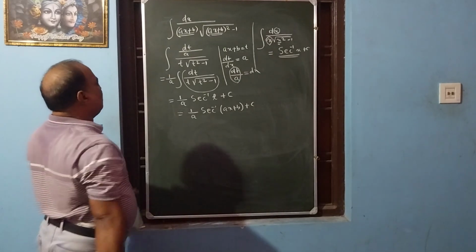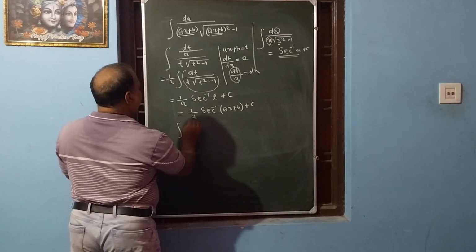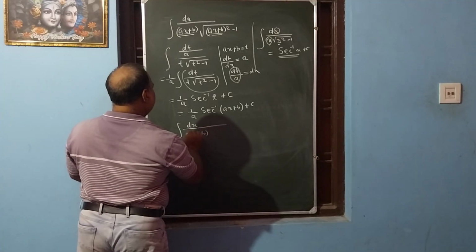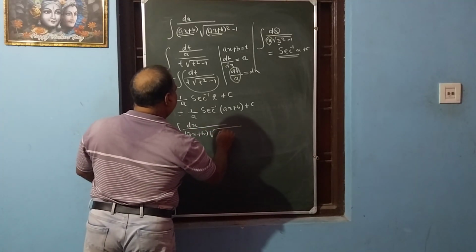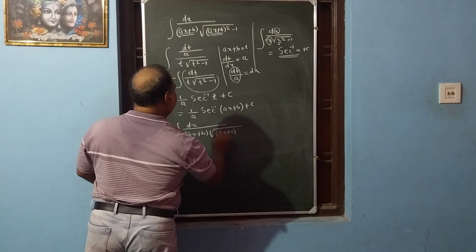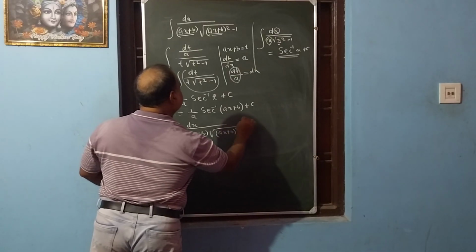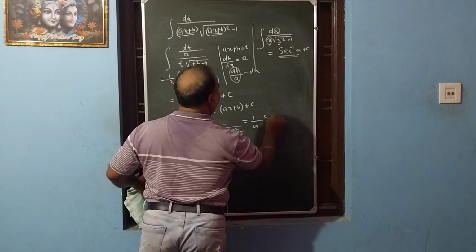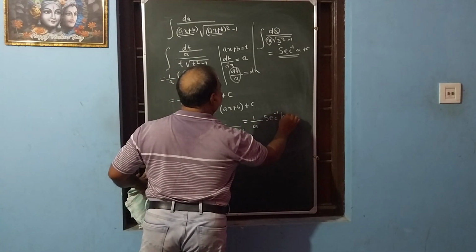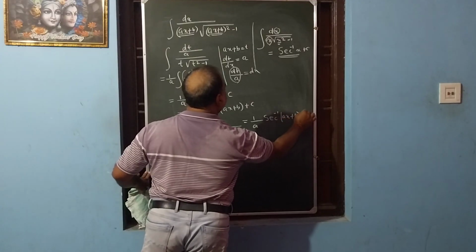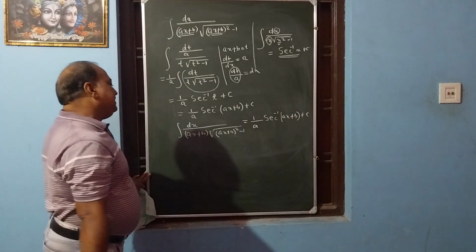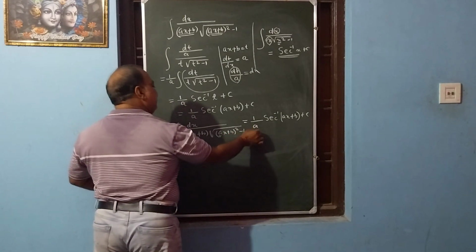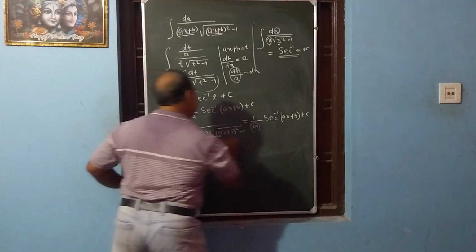Okay? So you remember the formula. Integration of dx upon (ax plus b) root over of (ax plus b) whole square minus 1 is equal to 1 by a sec inverse (ax plus b) plus c. Here we see that the coefficient of x is a. Coefficient of x is a. So that will be divided there. So you remember this is one formula.